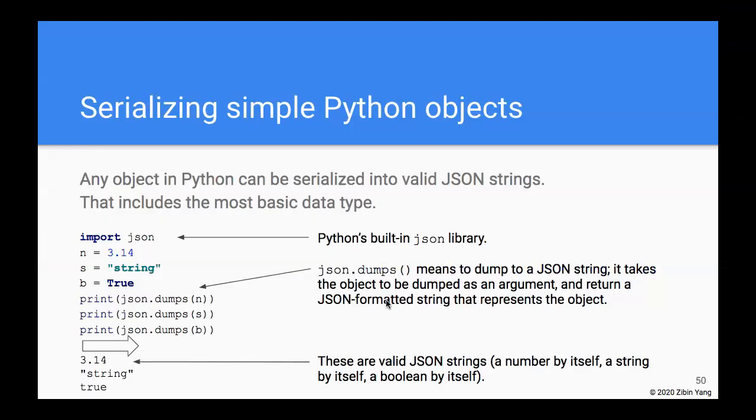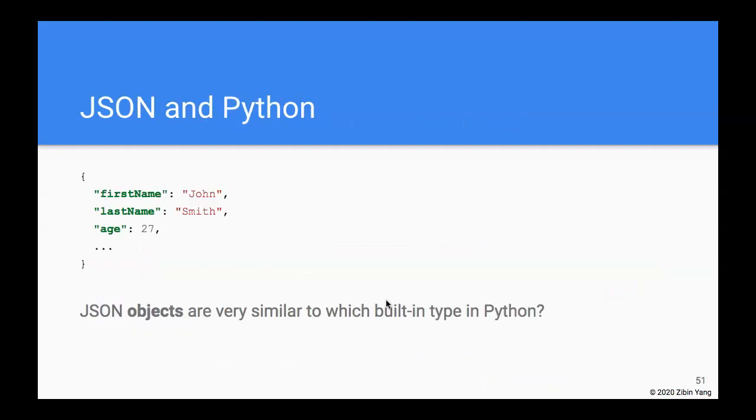Okay, what about something a little more complicated, such as a JSON object? We probably mentioned this earlier, when you look at a JSON object, it actually looks very much like a built-in type in Python. What is that? Well, a Python dictionary, right? Key and value pairs. That's exactly what a JSON object is, and that's exactly what an entry in a Python dictionary is.